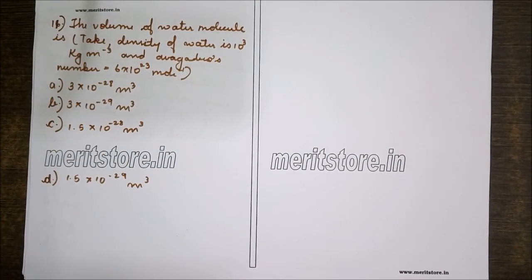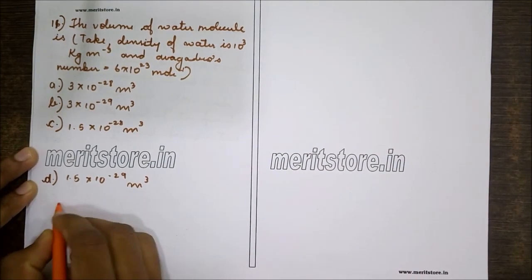The volume of water molecule is, take the density of water as 10 raised to 3 kg per meter cube and Avogadro's number as 6 into 10 raised to 23 per mole. The options given are 3 into 10 raised to minus 28 meter cube, 3 into 10 raised to minus 29 meter cube, 1.5 into 10 raised to minus 28 meter cube, and 1.5 into 10 raised to minus 29 meter cube.